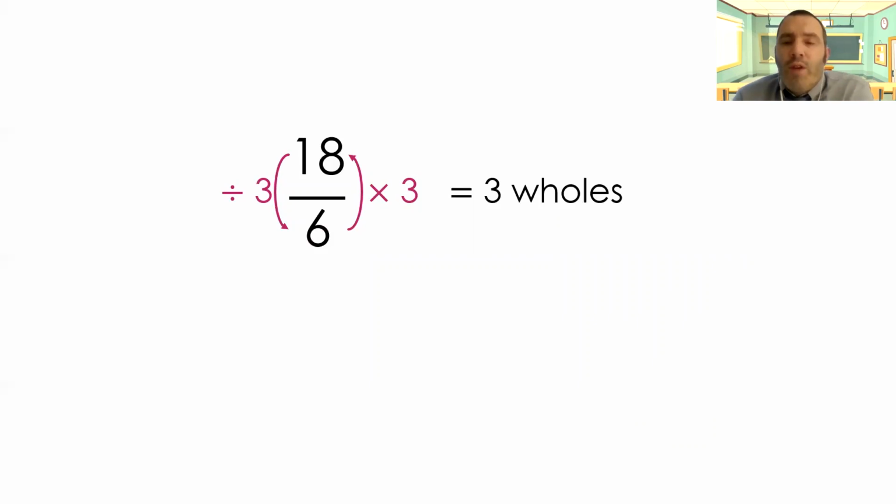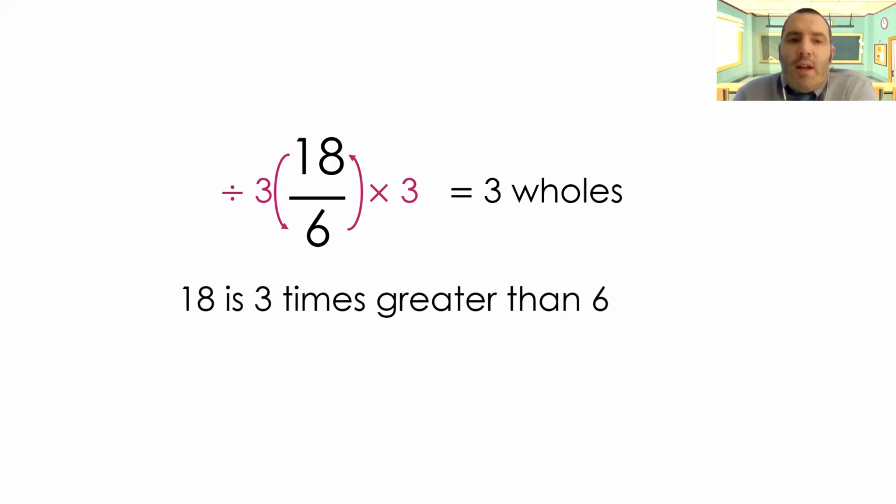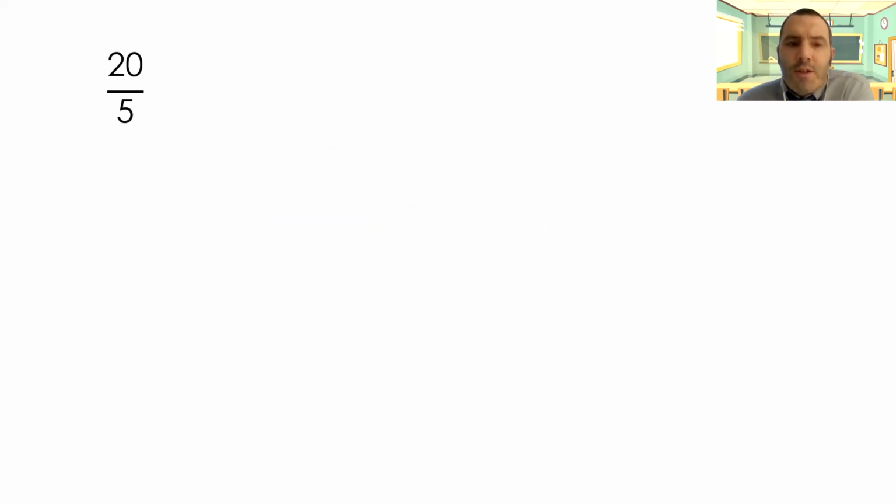So this works out really neatly where the denominator is a factor of the numerator. So we know that 6 is a factor of 18 because 6 times 3 is 18. So as we said, 18 is 3 times greater than 6.